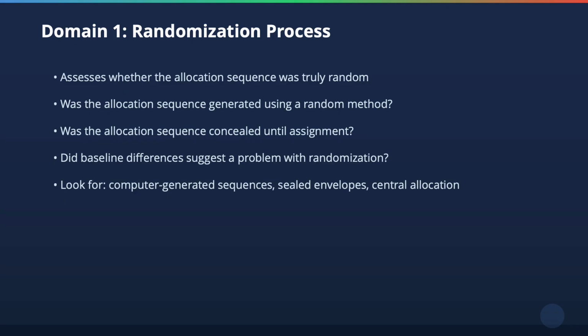Second, was the allocation concealed until the moment of assignment? Even a random sequence can be undermined if someone can see the next assignment. Look for central telephone randomization or sealed opaque envelopes. Third, did baseline differences suggest randomization was compromised? Large imbalances in key prognostic factors are a red flag, even with proper methods.